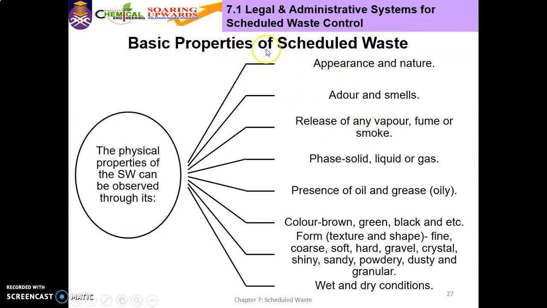The basic properties of scheduled waste depend on the appearance, smells, and whether it releases any vapor. It also depends on the phase, either solid, liquid or gas, the presence of oil and grease, the color, and also wet and dry conditions.